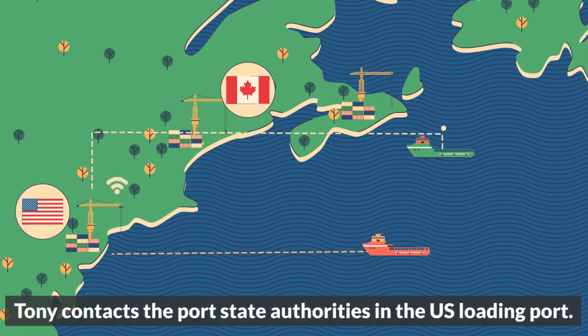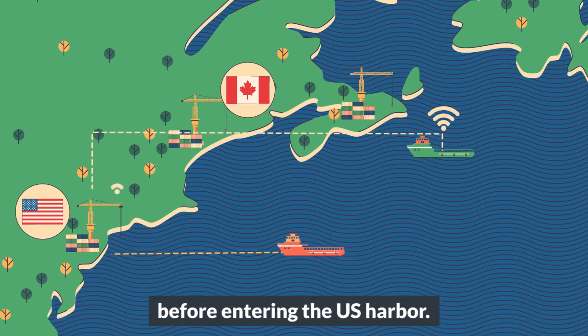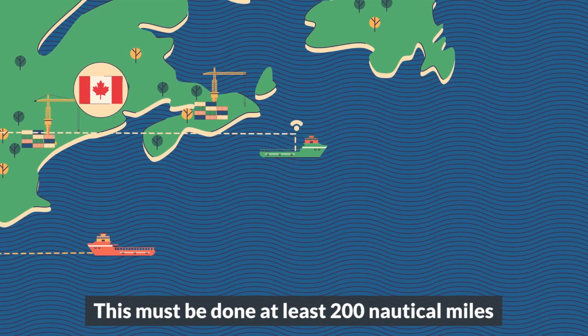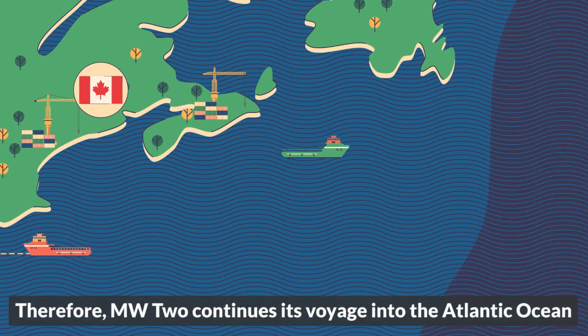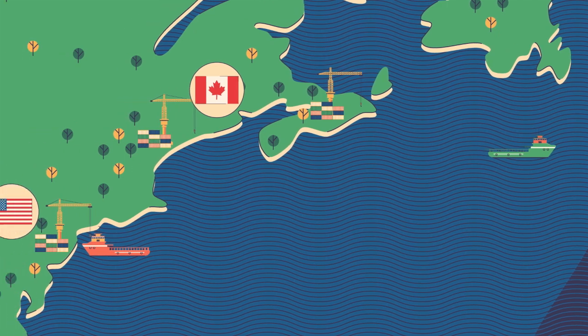Tony contacts the port state authorities in the US loading port. They order MV2 to perform a ballast water exchange before entering the US harbour. This must be done at least 200 nautical miles from the nearest land and in at least 200 meters depth. Therefore, MV2 continues its voyage into the Atlantic Ocean to start the ballast water exchange.